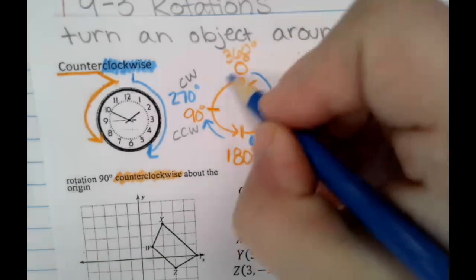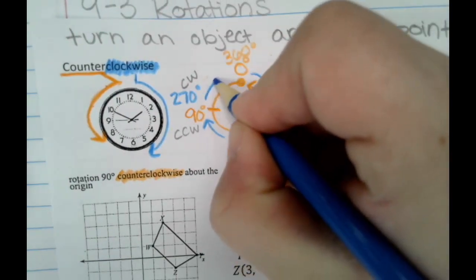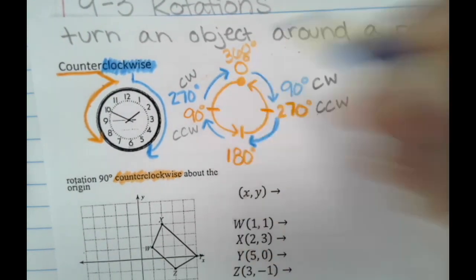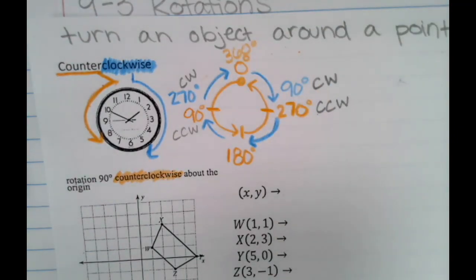All right, and then 90 degrees back to 0 would be 360. Good. Okay, and with 360, again, does it matter if you go counterclockwise or clockwise? No, if I just tell you to do a full circle, you're going to end up at the same spot. Doesn't matter which way you go. Okay? All right, here we go. Now we're ready for our examples.